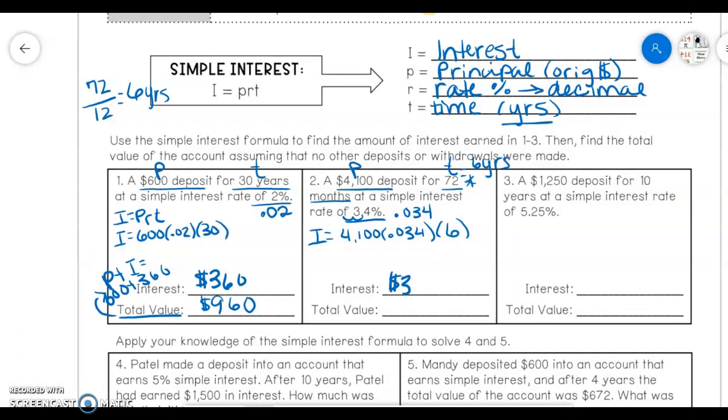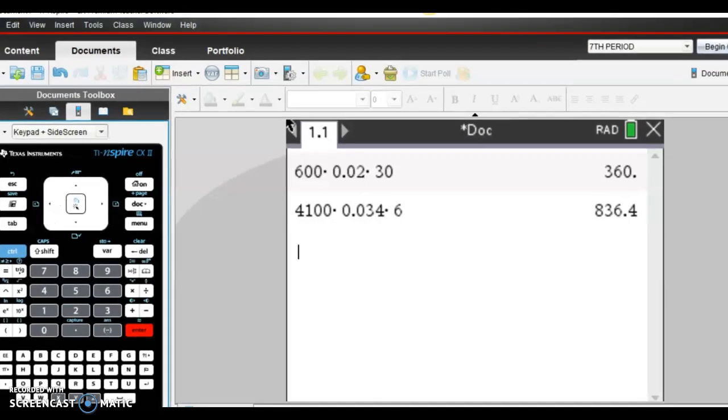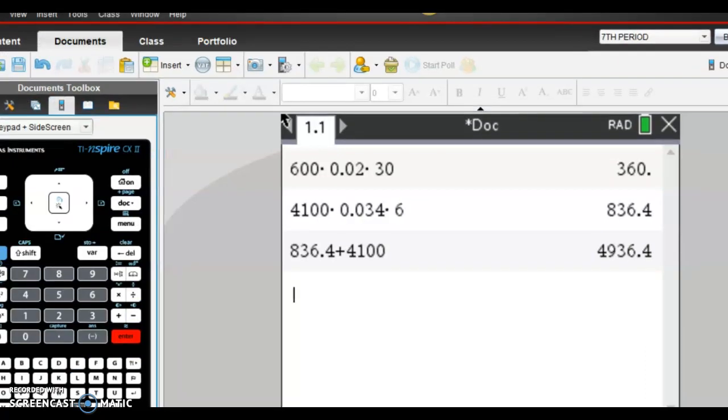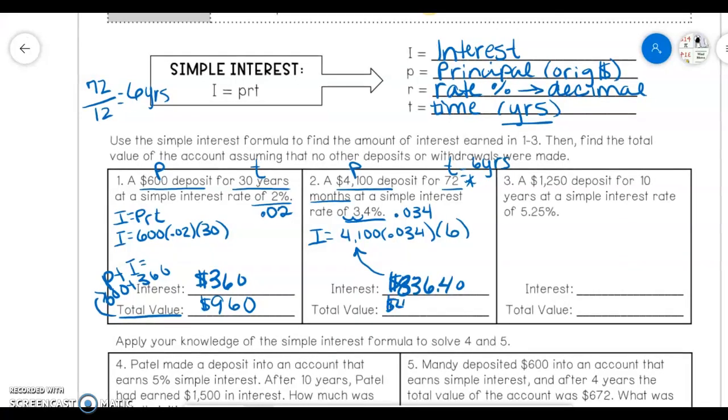So when I go through, I can come back to my page. $836.40. Then again, we need to add these two together. $836.40 plus our principal, which was $4,100. So now we have $4,936.40.